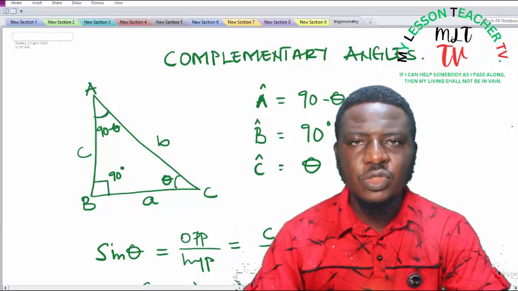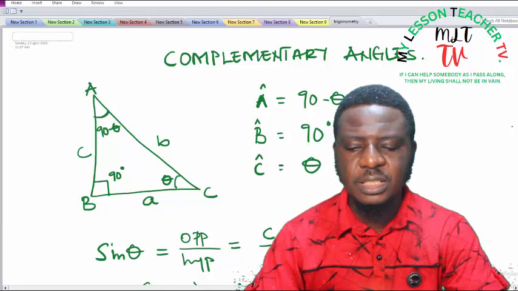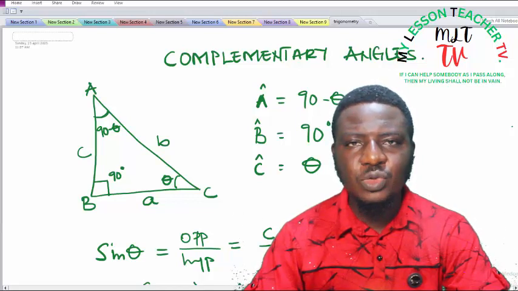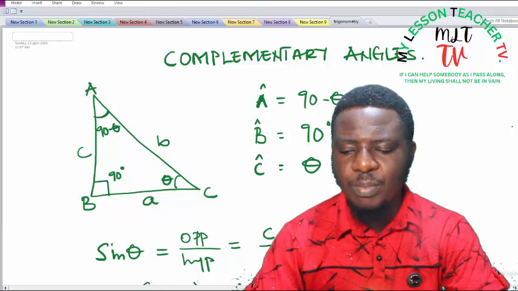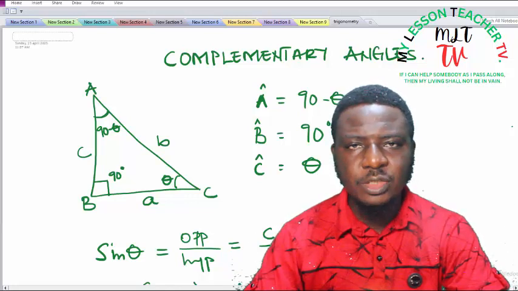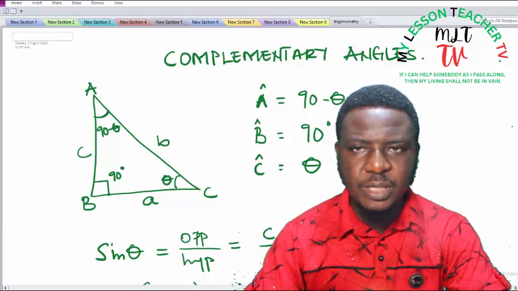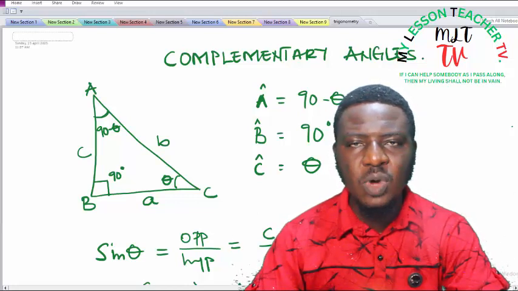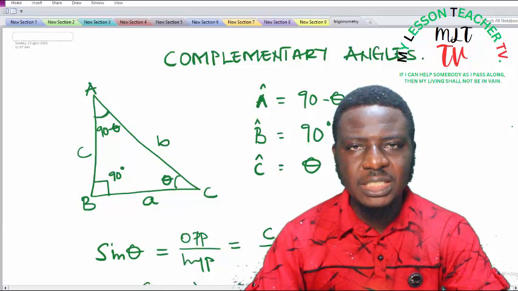Today's class is a continuation of our previous classes on trigonometry. In today's class, we shall be solving exercises on complementary angles. At the introductory class, I explained the concept of complementary angles, where I said two angles are said to be complementary in a right angle triangle if their sum total gives you 90 degrees.